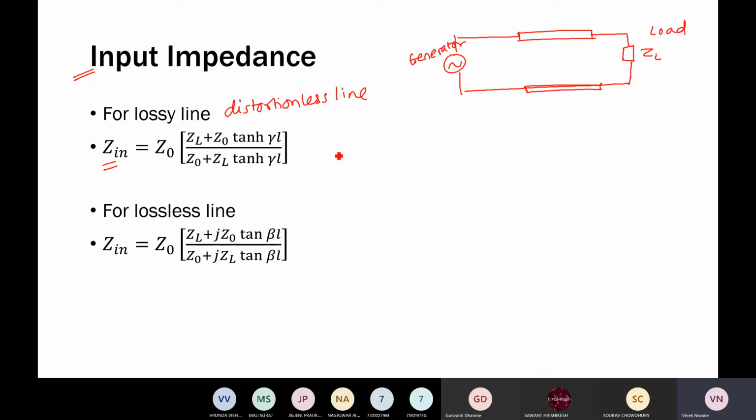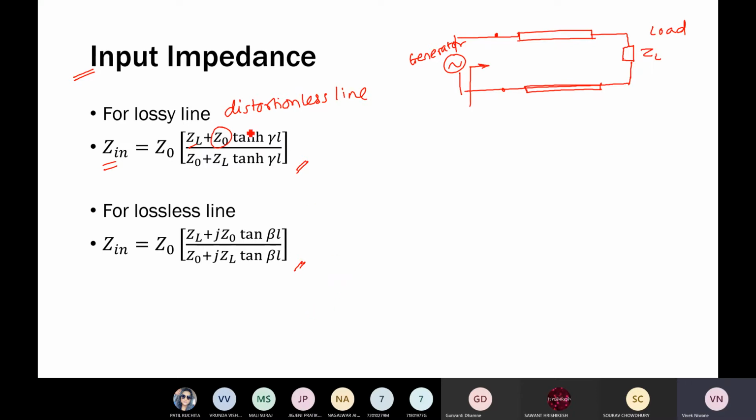Here ZL is the load impedance. Z0 is the characteristic impedance of the transmission line. Zin is the input impedance over here, observed by looking towards the load. You do have the derivations of these two formulae in your textbook, but for our curriculum we need not go into the derivation. But for the sake of the formulae, and for those who are preparing for the GATE examination as well, these two formulae are very important.